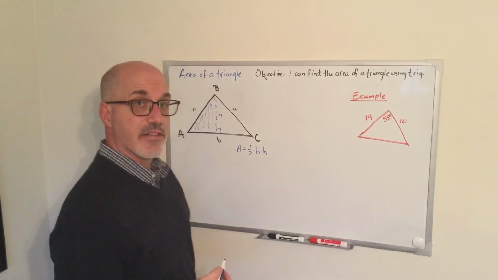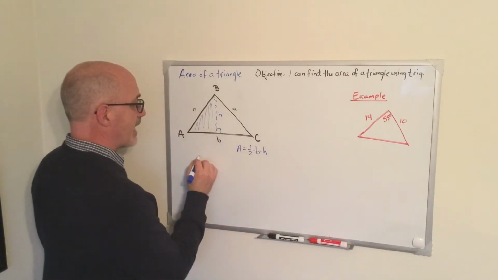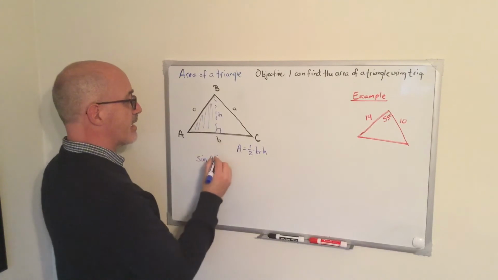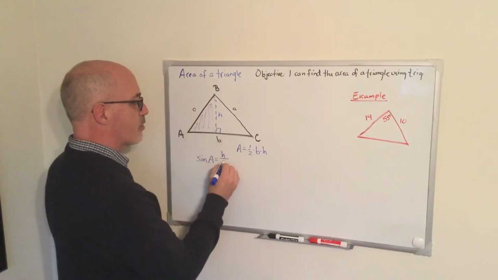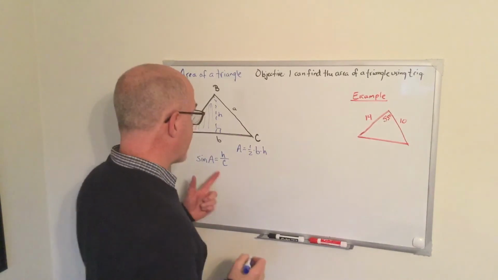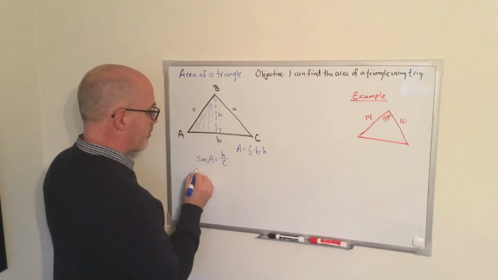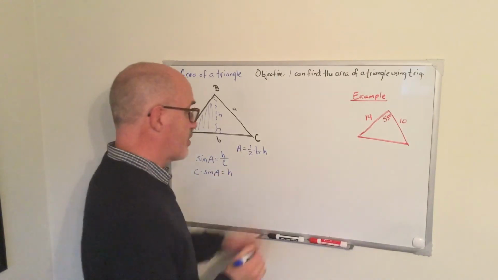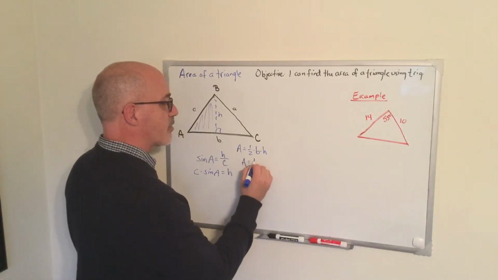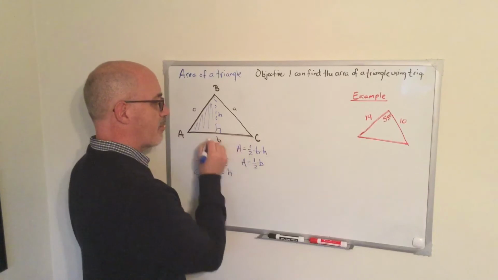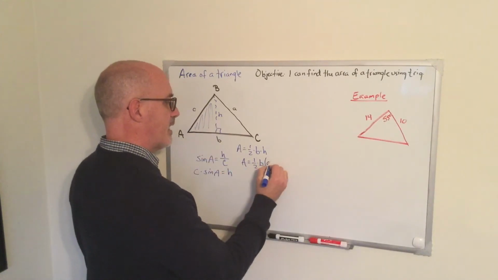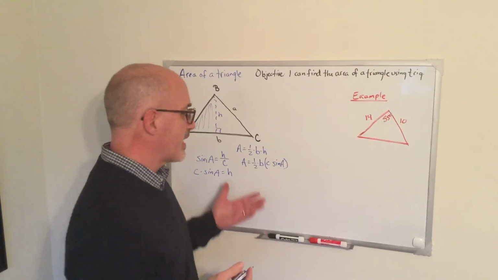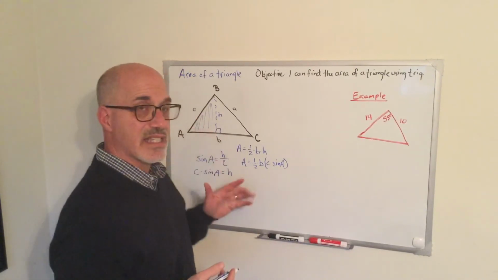And so what I get is that the formula for that is that sine of A is equal to the opposite side, in this case, which is h, over the hypotenuse, which is c. So if I multiply by c on both sides, I get c times sine of A equals the height. Now if I substitute that in over here, I get the area equal to 1/2 times b, the base of it, times the height, which is c times sine of A. And what I get is a formula that I can now use that doesn't involve the height at all.